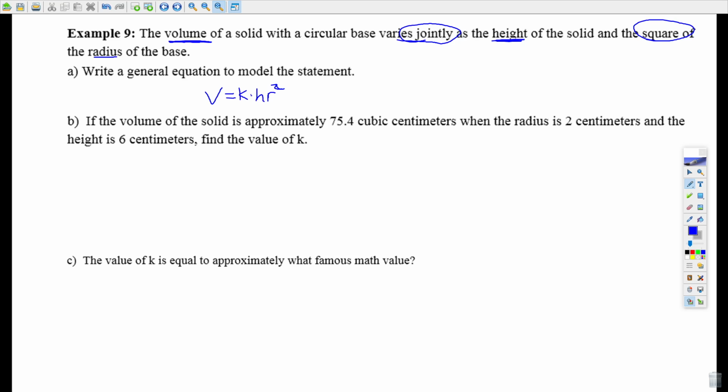All right, so now they're going to give us some values to find K. If the volume of the solid is approximately 75.4 cubic centimeters, when the radius is 2 centimeters, and the height is 6 centimeters, find the value of K. So we just got to label these numbers now. Volume comes first, so it's saying the volume is 75.4. Radius is 2, that's R, and the height is 6, that's H. Plug it into this formula up here, and we'll find K. So it's 75.4 equals K times, what's H? 6 times R, which is 2. And don't forget, it's being squared.